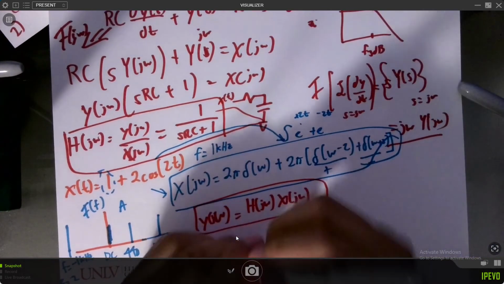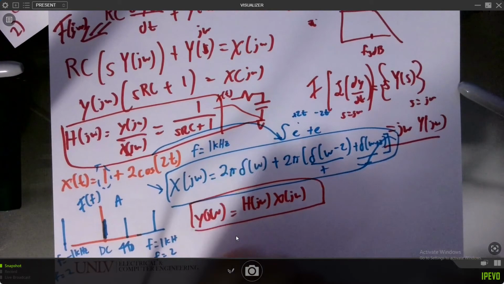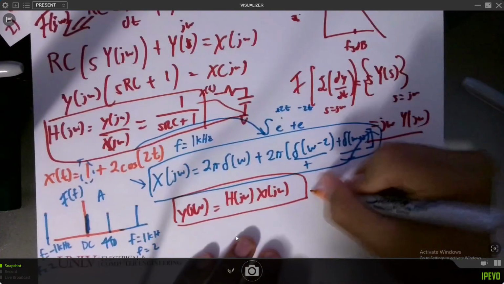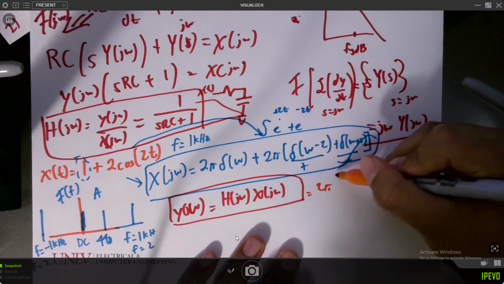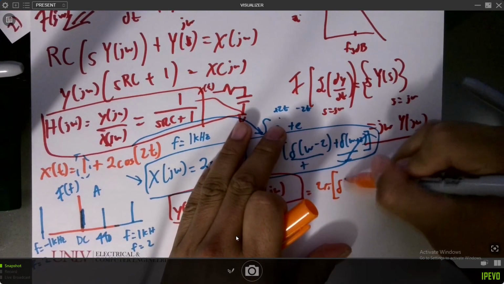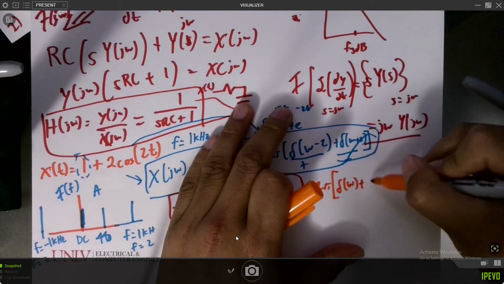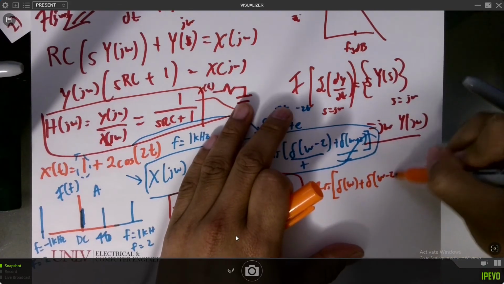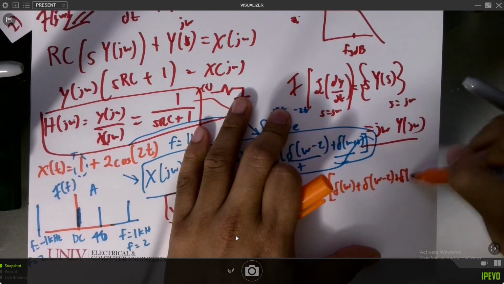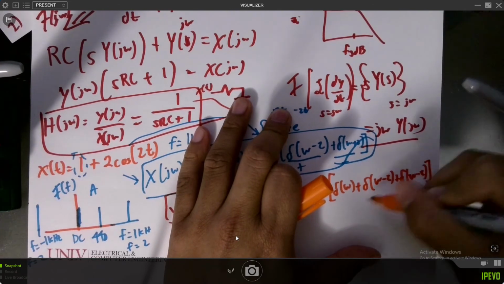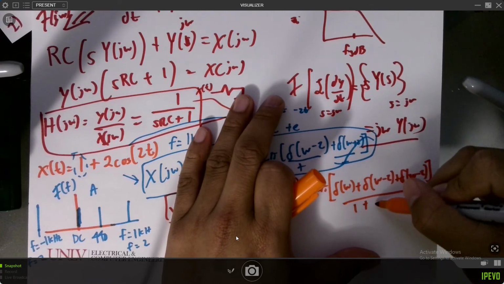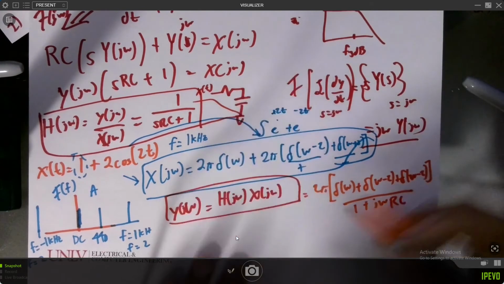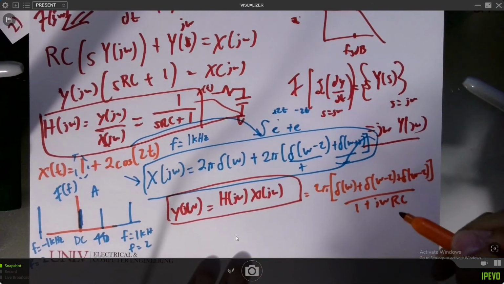And now, actually, I'm gonna write that out too. So your answer is gonna literally be 2 pi, Dirac delta at the DC term plus the Dirac delta at the positive frequency and the negative frequency, divided by 1 plus j omega RC. That's your spectrum. Now I want to know what this is going to look like in the time domain.